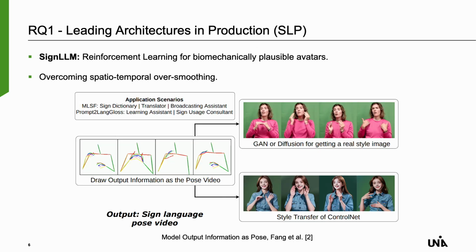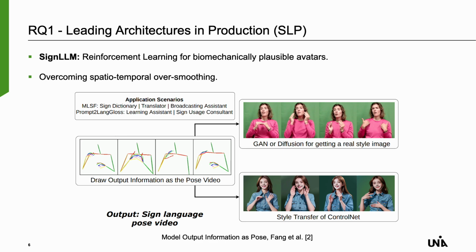On the other side, we have sign language production, which is generating a 3D signing avatar from text. Historically, early generative models really struggled here. They suffered from what we call spatiotemporal oversmoothing, where the AI would lazily blur transitional frames together, resulting in robotic, illegible movements. To solve this, a recent framework called SignLLM has been incredibly innovative.